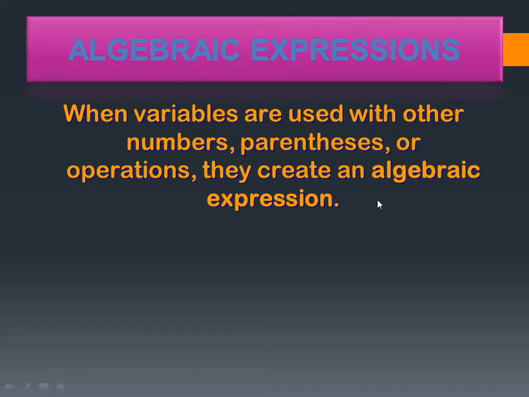In a numerical expression, you have only numbers, but in an algebraic expression, you also have a variable. If the variable is there, the expression will be algebraic. If the variable is not there, the expression will be numerical. Here A is the variable, plus is the operation, and 2 is the number. So A plus 2 is an algebraic expression because the variable is here.